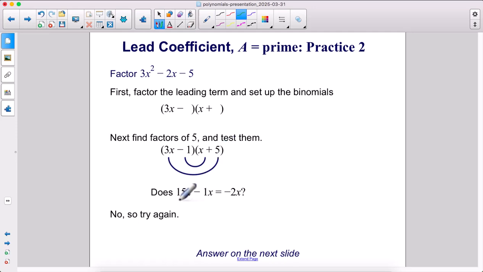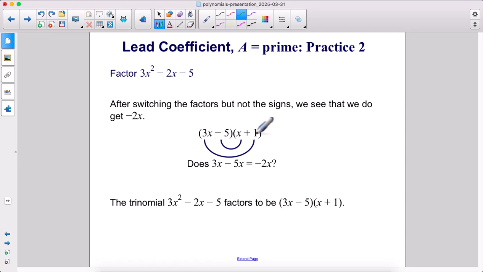3x times 5 is 15x minus 1x. Does that equal negative 2x? No, it doesn't. So let's switch the factors around. All right, so we switched the numbers, we didn't switch the signs. And we see that we do get negative 2x. The trinomial 3x squared minus 2x minus 5 factors to be 3x minus 5 times x plus 1. Now, if we had switched the numbers, but they still didn't add up to negative 2x, it means we need to then switch the signs around. Put a negative sign over here and a plus sign over here. Then try those factors again.